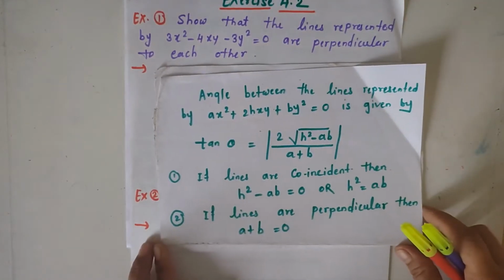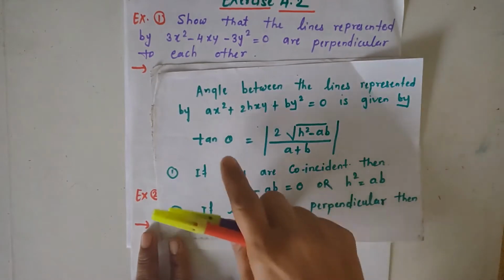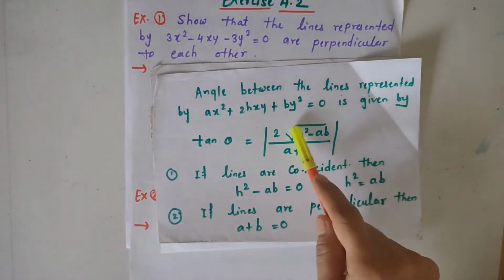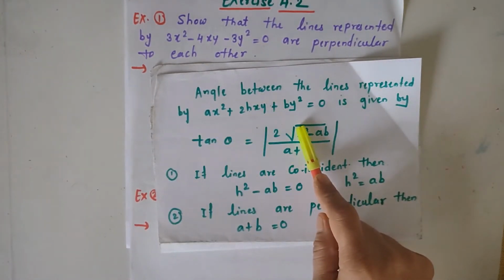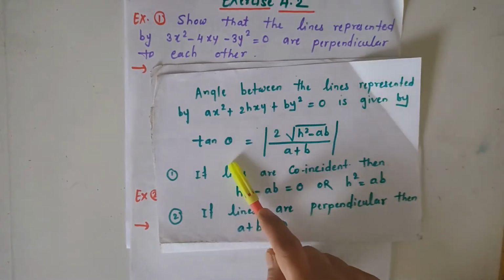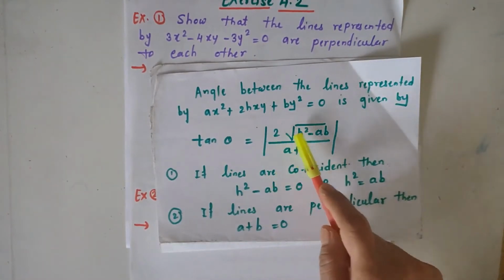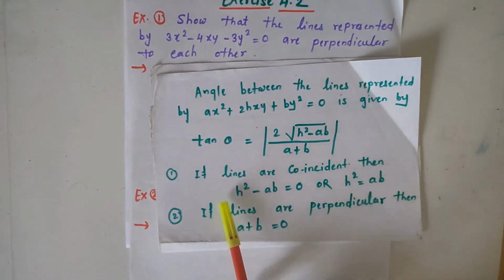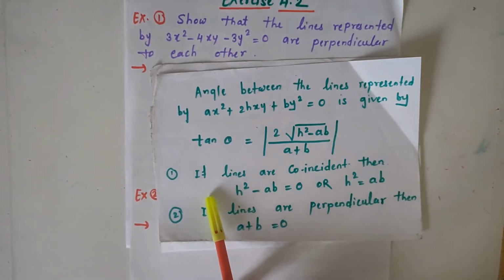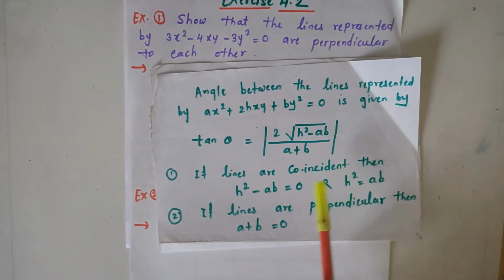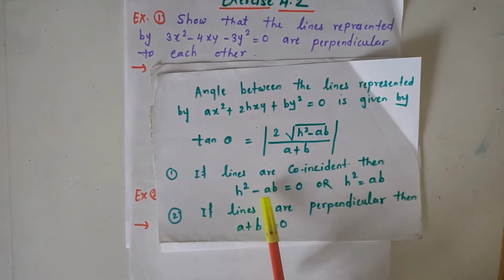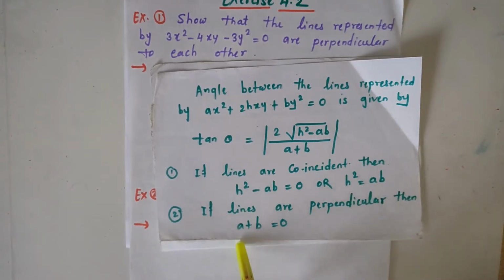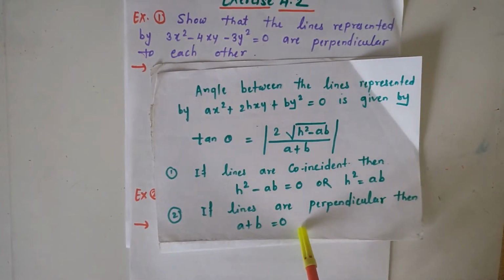In the last video, we learned that the angle between the lines represented by a homogeneous equation of degree 2 is given by tan theta is equal to mod of 2 into under root of h square minus ab upon a plus b. There are two conditions. If lines are coincident, then the condition is h square minus ab is equal to 0.